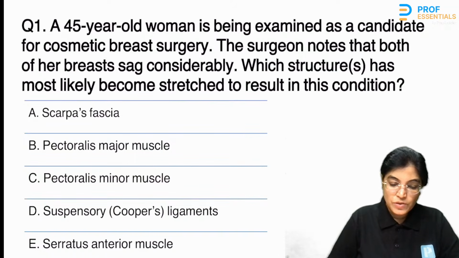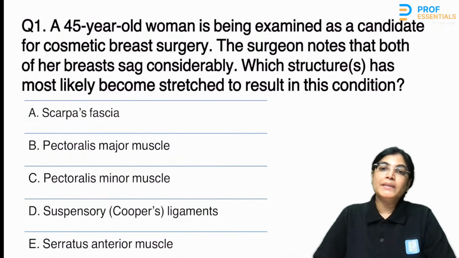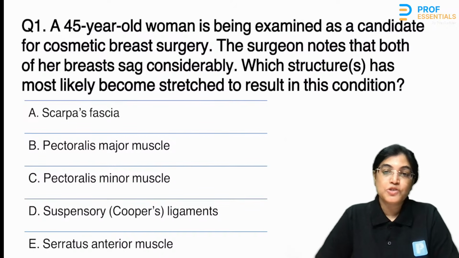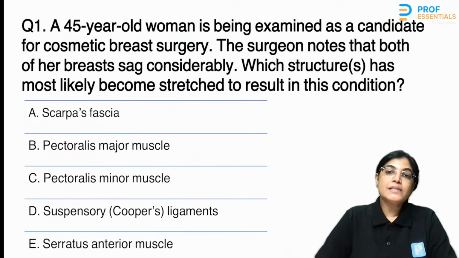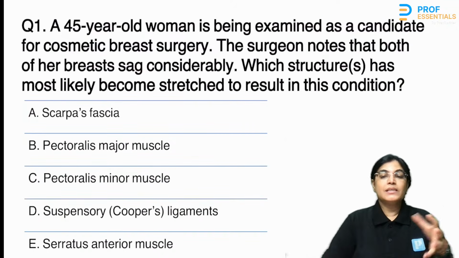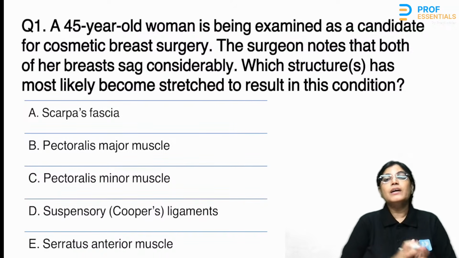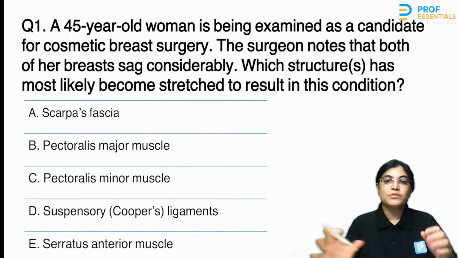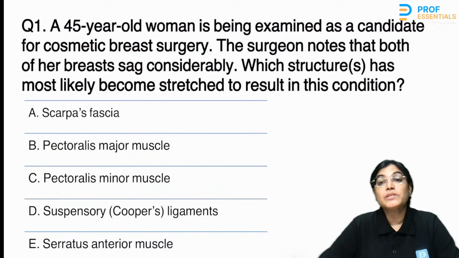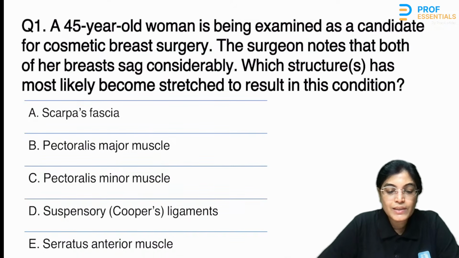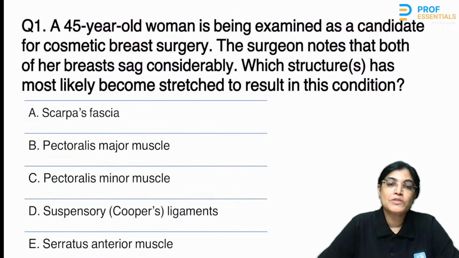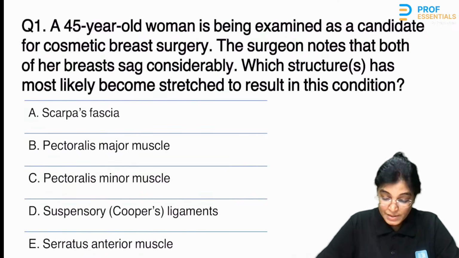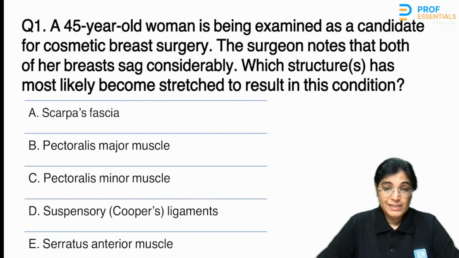Okay, I will read this MCQ for you. A 45-year-old woman is being examined as a candidate for cosmetic breast surgery. The surgeon notes that both of her breasts sag considerably. Which structure is most likely stretched in this condition, resulting in sagging of the breast? Whether the structure stretched is the clavipectoral fascia, pectoralis major muscle, pectoralis minor, suspensory ligament of Cooper, or serratus anterior muscle.